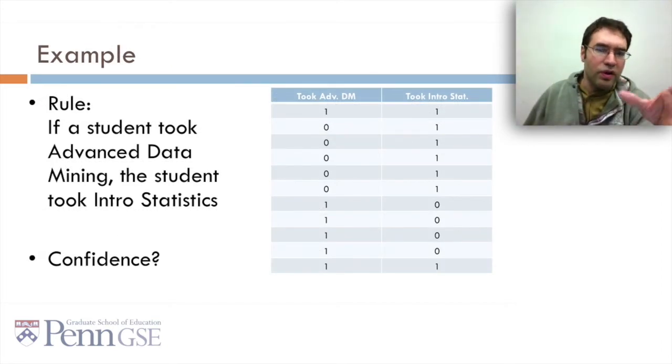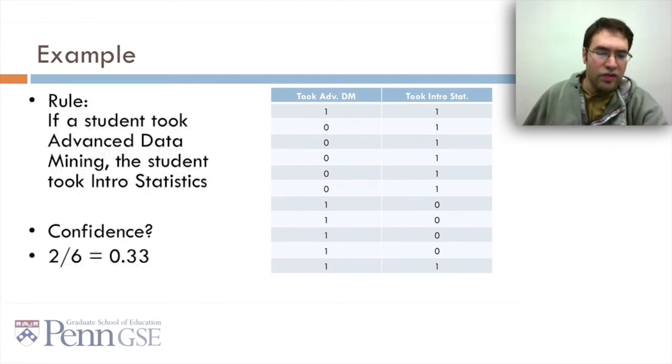Same example as before. We can say, what's the confidence? Well, to find the confidence, we're first going to look at the students who meet the if condition. Did the student take advanced data mining? And of those, there are 6. Then we'll say, how many of those 6 also took intro stat? And it turns out that 2 did. So 2 out of 6 is 33%.